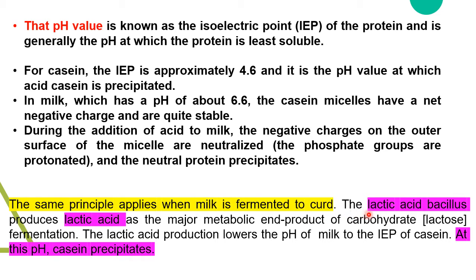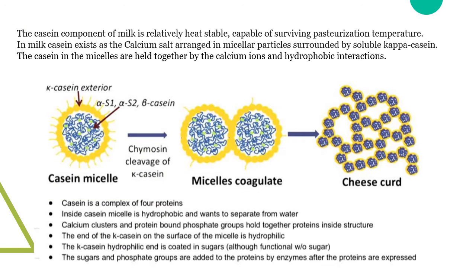Lactic acid bacilli produce lactic acid as the major metabolic end product of carbohydrates. Lactose is the sugar or carbohydrate present in milk. They metabolize this sugar and produce lactic acid as their end product. This lactic acid lowers the pH of milk to the isoelectric point of casein, and at this pH casein will precipitate. Okay, this is how milk is fermented to curd, right? So this is the small basic principle behind curd.